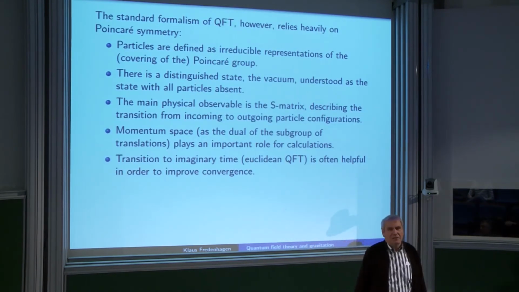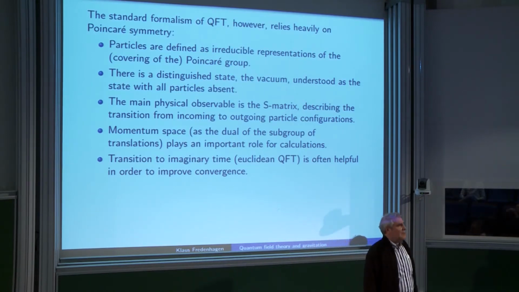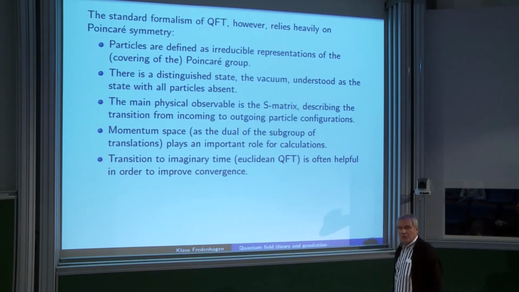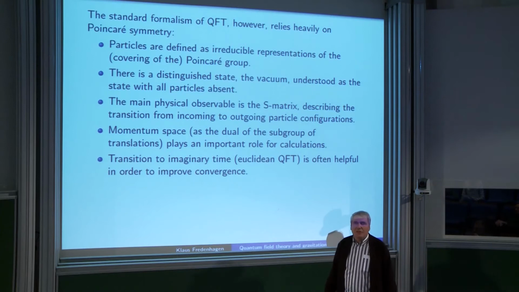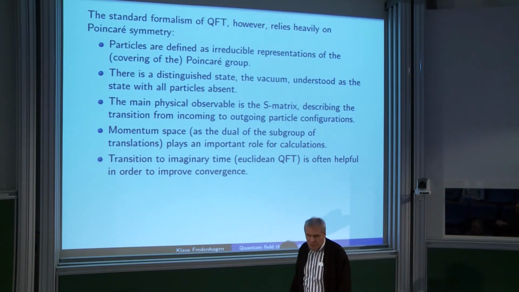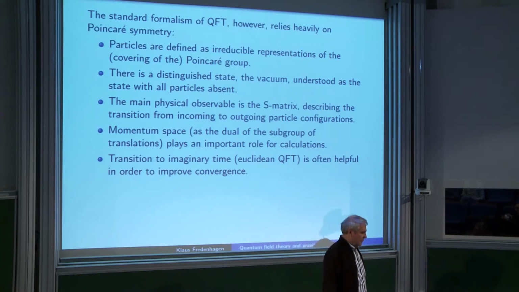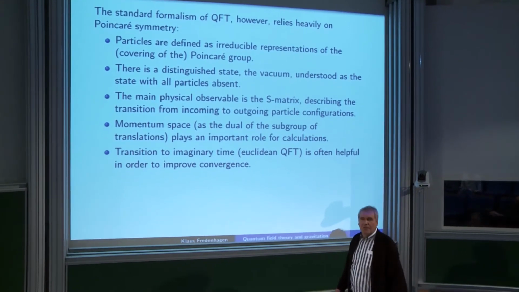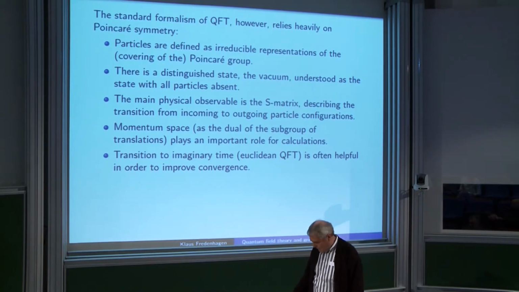Now, when you try to do something similar with quantum field theory, you see that the standard formulation of quantum field theory uses a lot of other structures. Namely, you define the concept of particles in terms of irreducible representations of the Poincare group. You assume that there exists a distinguished state, the vacuum, which is defined as a state where all particles are absent. We have as a main physical observable the S matrix, which describes the transition from incoming to outgoing particle configurations. And we use as a technical means the momentum representation, which is possible due to the translation invariance. And as another tool, we use the transition to imaginary time so that we get a theory on Euclidean space.